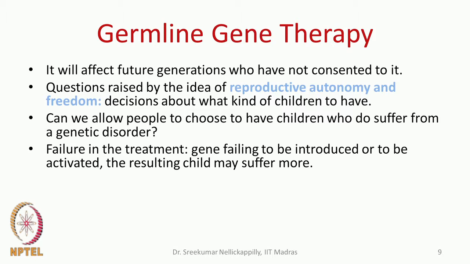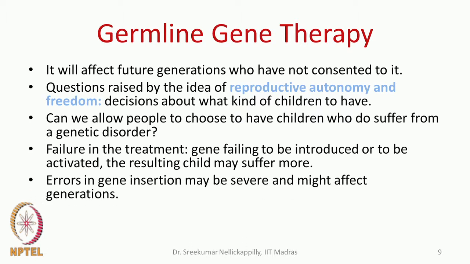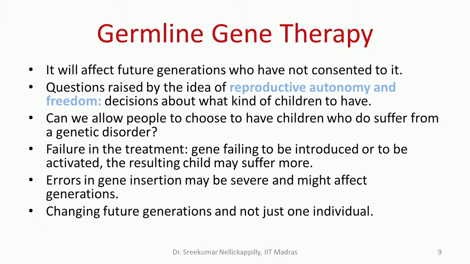This therapy is at the moment extremely uncertain. The consequences are uncertain. There are a lot of uncertainties. So, failure in the treatment is possible, and the gene may fail to be activated once introduced, so the resulting child may suffer more than otherwise. That possibility is also there. Again, errors in gene insertion may be severe and might affect generations, because germline gene therapy will have a bearing upon the next generations and also the gene pool, changing future generations, and not just one individual is involved. So, we have to approach germline gene therapy with extreme caution, and we have to be extremely careful here.